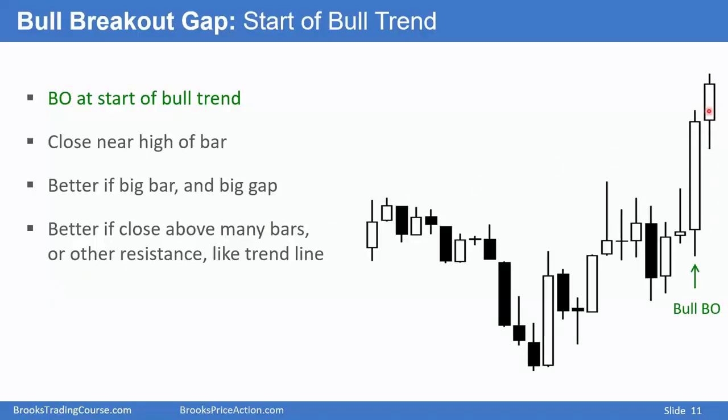A breakout bar, a gap bar, has a higher probability of leading to a trend up if it closes above a lot of resistance. For example, if there was a big bear trend line coming down here, closing far above a lot of prior highs, that is significant. That increases the chances that you're going to get follow-through buying.